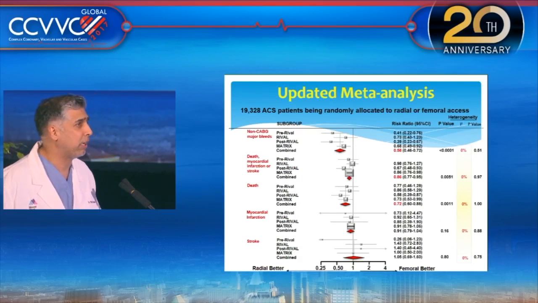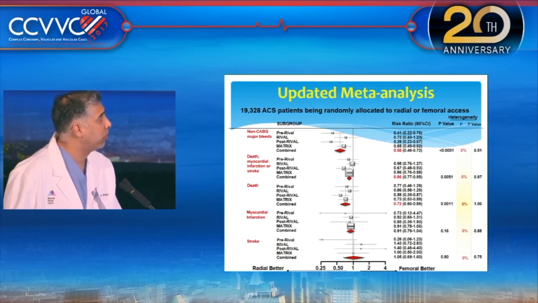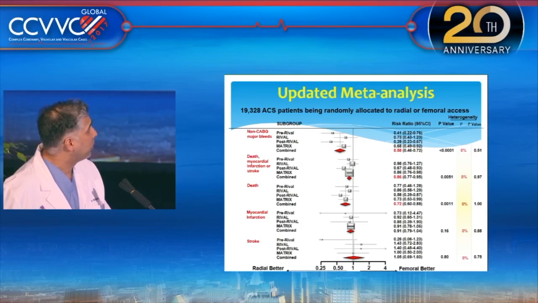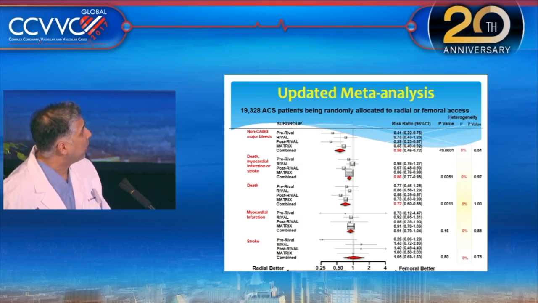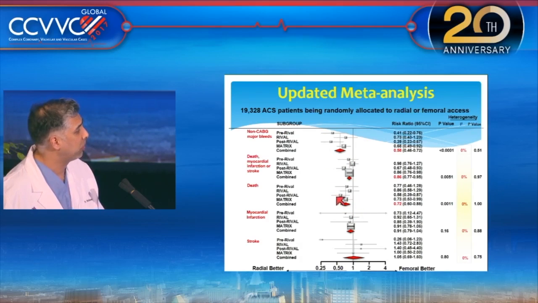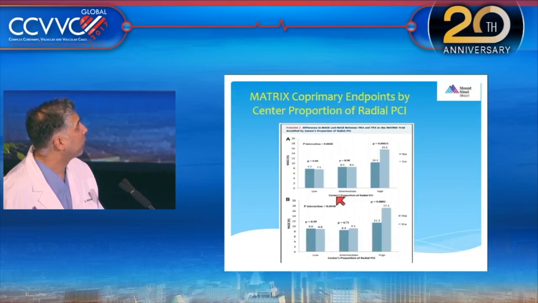Simultaneously, they published a meta-analysis of all of the randomized data for ACS patients between transradial and transfemoral, and this is very powerful because the numbers are very high, about 20,000 patients, and what they showed was that there was no increase in MI or stroke, yet there was a significant reduction in death, a 28% reduction. So this is pretty compelling stuff.